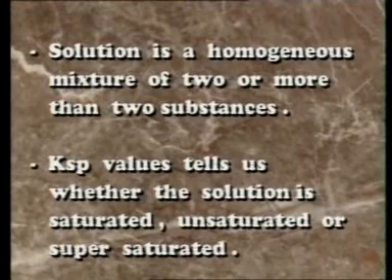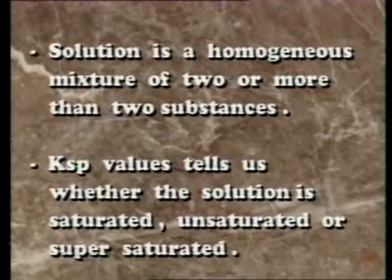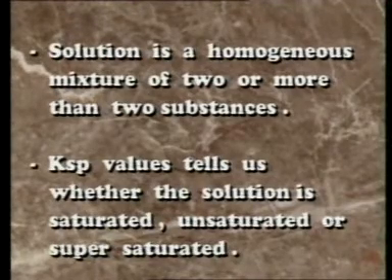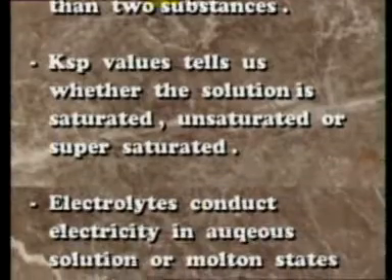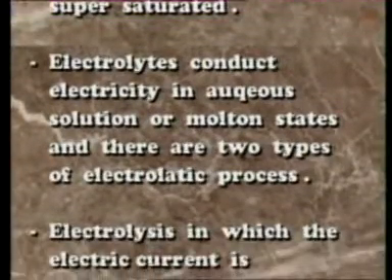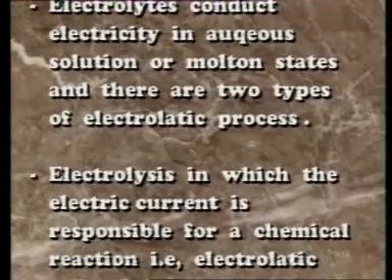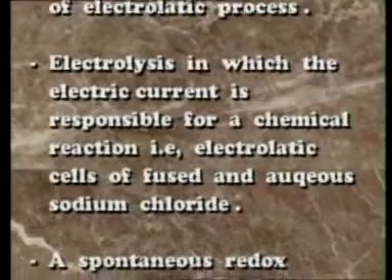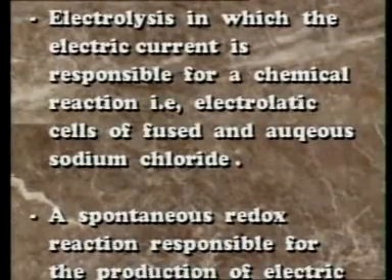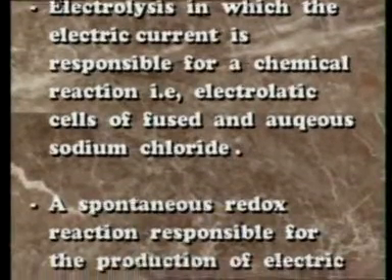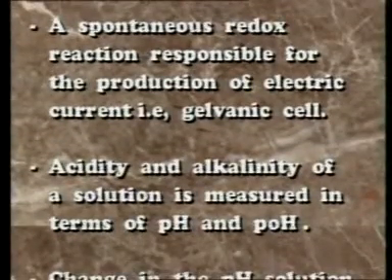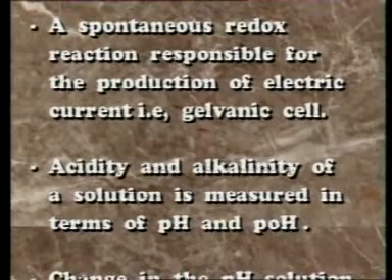In this program, we have learned that a solution is a homogeneous mixture of two or more substances. The Ksp value tells us whether the solution is saturated, unsaturated or supersaturated. Electrolytes conduct electricity in aqueous solution or molten state, and there are two types of electrolytic processes. Electrolysis, in which electric current is responsible for a chemical reaction, that is, electrolytic cells of fused and aqueous sodium chloride. And a spontaneous reduction reaction responsible for the production of electric current, that is, the galvanic cell.